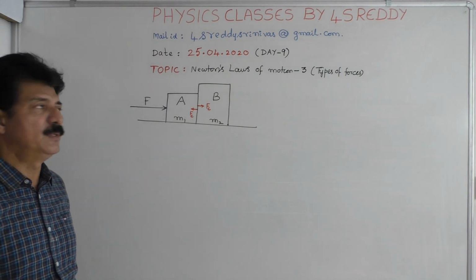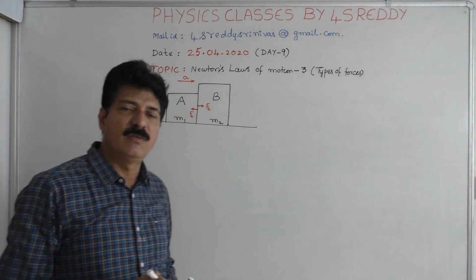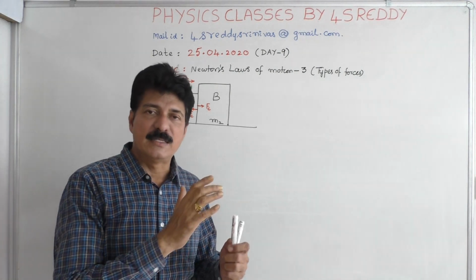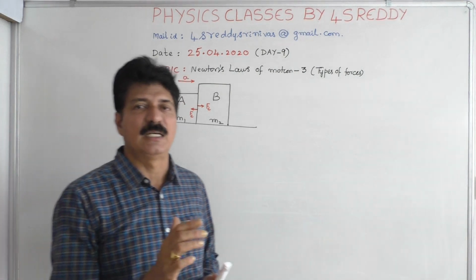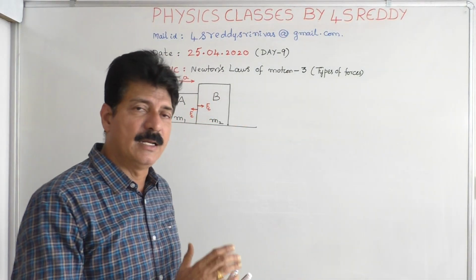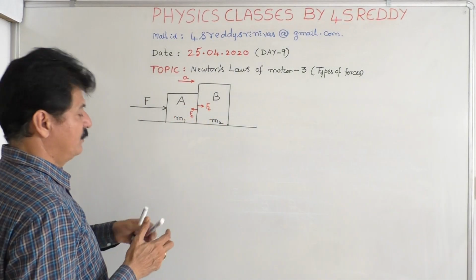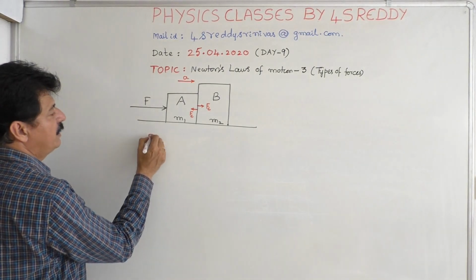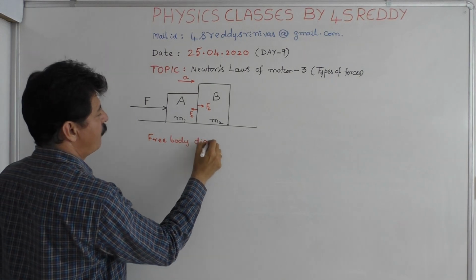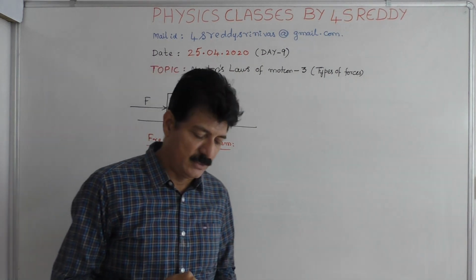This is the contact force between them. As long as the system of blocks are in contact, they should travel with the same acceleration. This is the first point. Whenever a system of blocks are in contact with each other, and a force is applied on one block, then all the blocks should move with the same acceleration. Once you get the idea of this, first you have to take the free body diagram. If you have the idea of the free body diagram, then the problem is very simple.